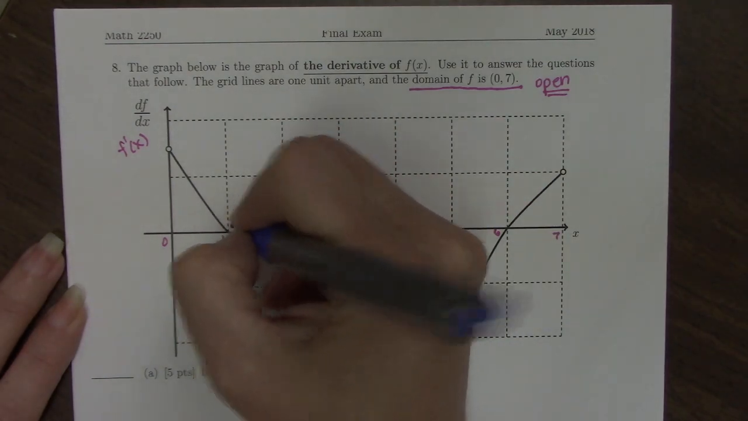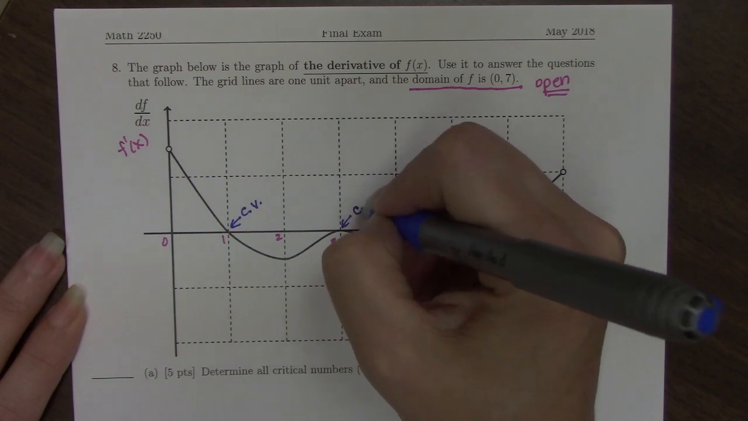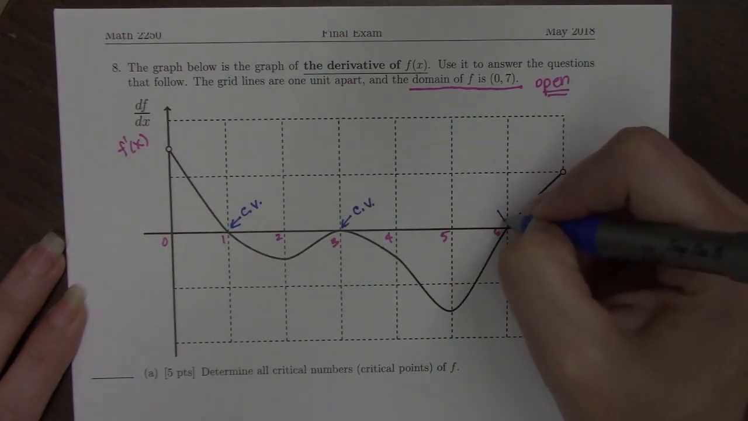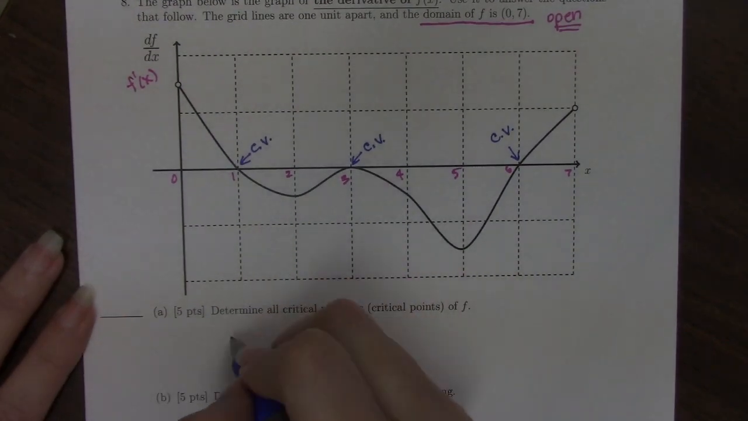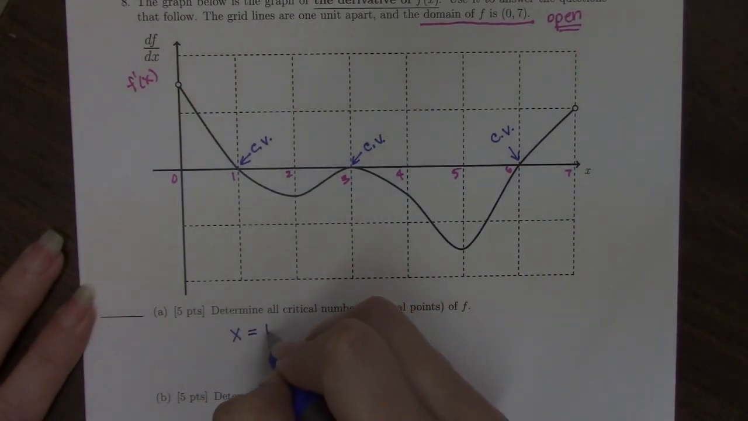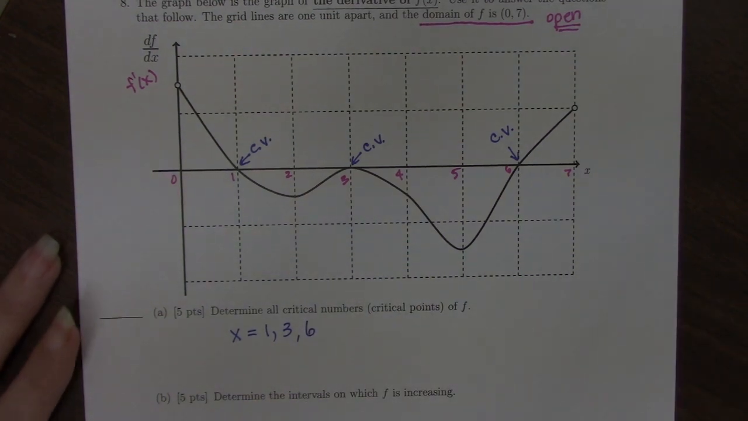So it's 0 right here. There's a CV. It's 0 right here. And it's 0 right here. So my answers are going to be x is 1, 3, and 6. By labeling those lines, I was easily able to pick them up. I didn't have to worry about counting wrong.